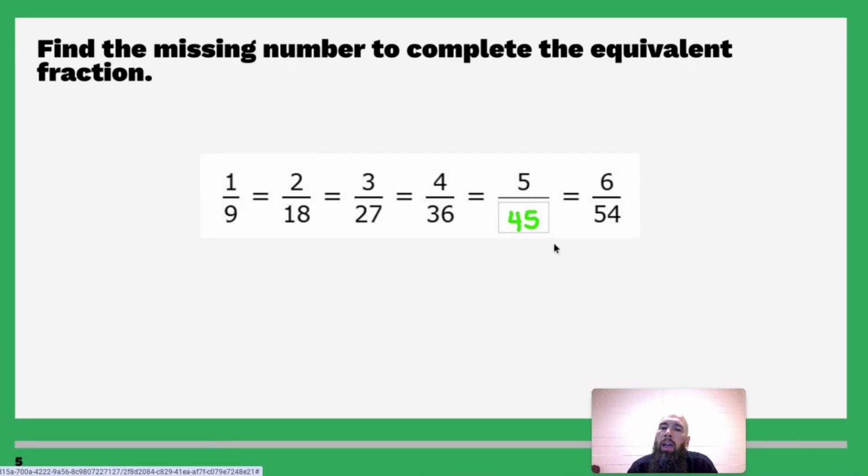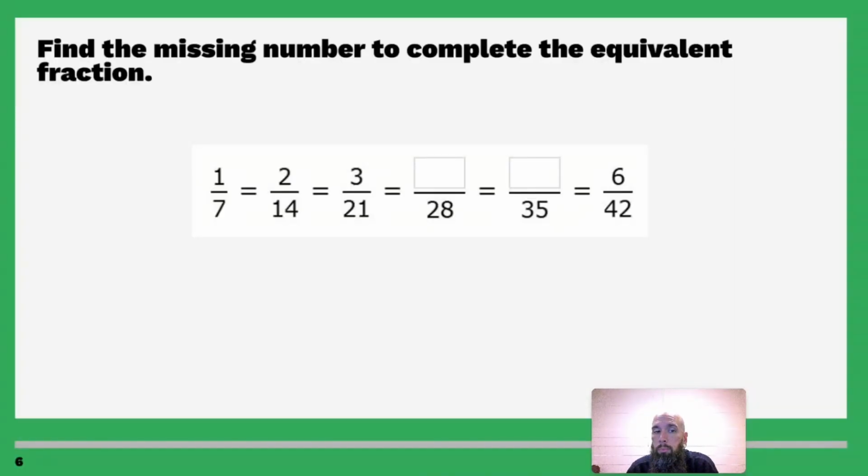And then 6 times 9 is 54. Now all of these are the same fraction. What you're doing is multiplying the top and the bottom by 2 to get that, multiplying the top and the bottom by 3 to get that, multiplying the top and the bottom by 4 to get that. So multiplying the top and the bottom by 5 is going to get you 5 over 45. That's the one that we want. All right? Let's do another.